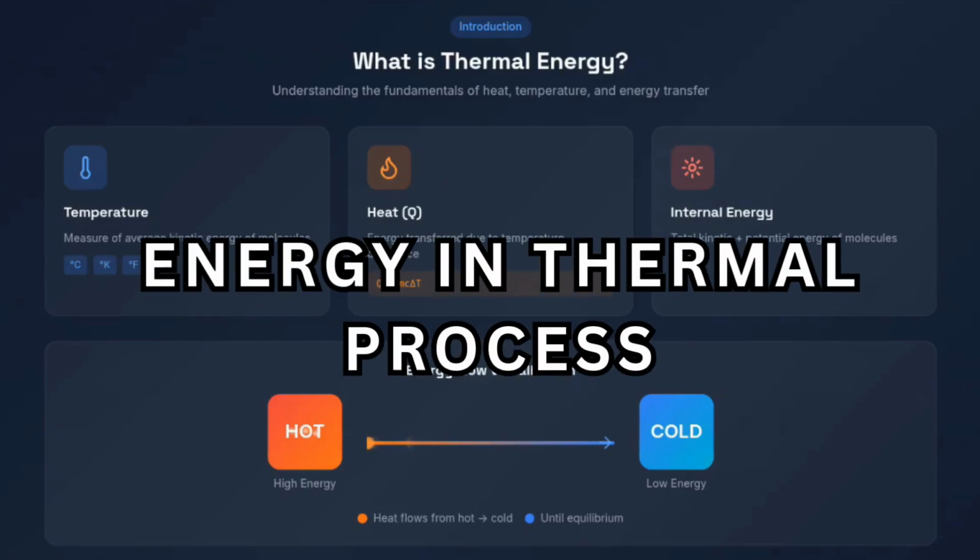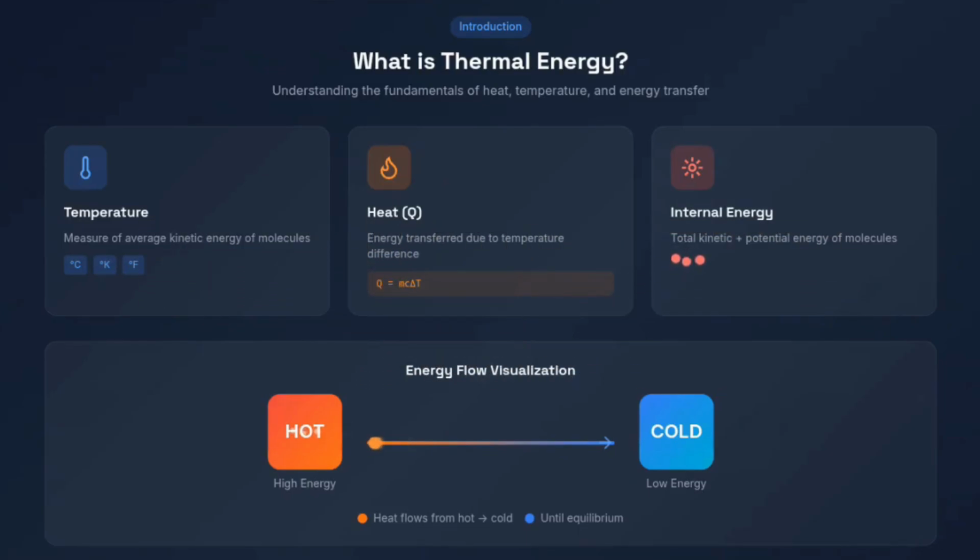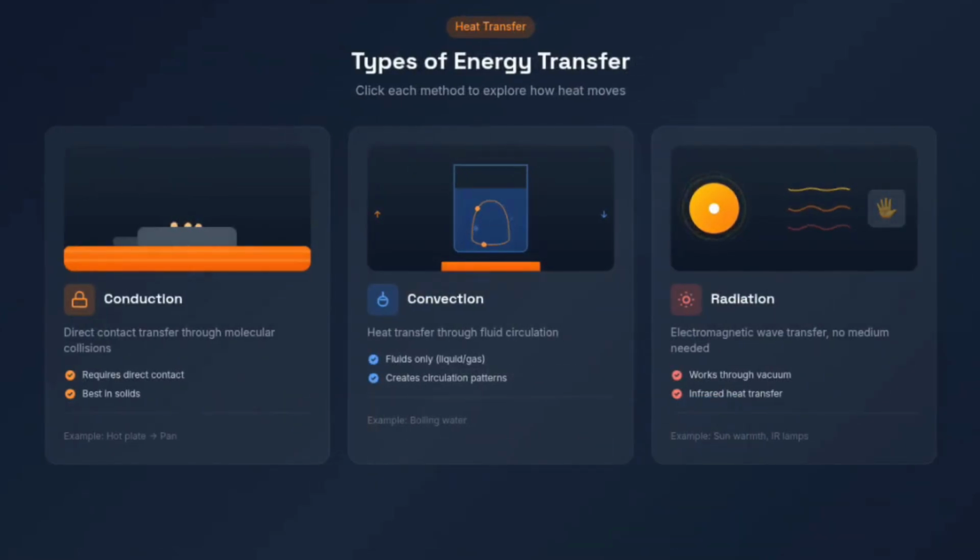Energy in thermal processes. Thermal energy is the total kinetic energy and potential energy of particles in a substance transferred as heat. Heat is the energy transferred between objects due to temperature difference, where temperature is the average kinetic energy of particles. So high energy will flow to lower energy until it reaches equilibrium. There are 3 methods of heat transfer or thermal energy transfer, which are conduction, convection, and radiation.